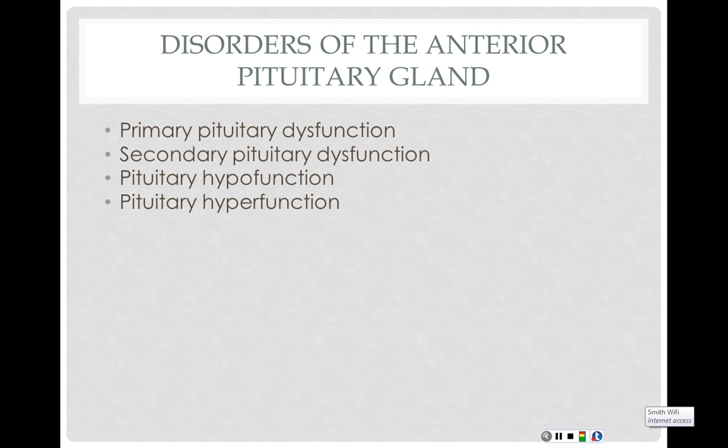If it's a primary problem, then it's a problem with the actual organ itself. We learned during our first lecture all of the different organs that the pituitary gland affects. So again, with a primary problem, it can be a problem with the actual organ, and with a secondary pituitary problem, it's a problem with the hypothalamus. In either case, whether it's primary or secondary, the person will have hypofunction or hyperfunction depending on whether the hormones are undersecreted or oversecreted.